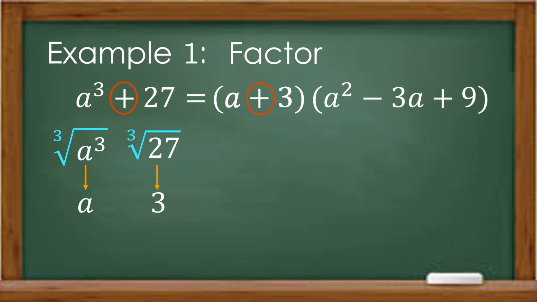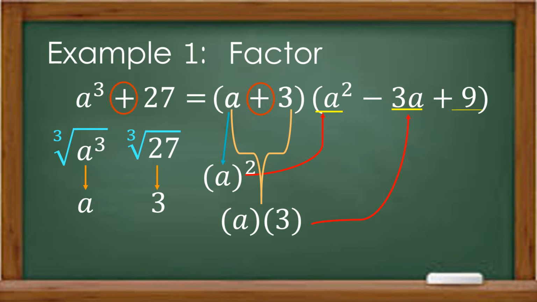Now, we have the trinomial factor. So, the trinomial factor is a squared minus 3a plus 9. So, how did we get a squared minus 3a plus 9? So, the first term of the trinomial factor is from the square of the first term of the binomial factor. Then the middle term of the trinomial factor is from the opposite of the product of the two terms of the binomial factor. And the last term of the trinomial factor is the square of the last term of the binomial factor. So the factors of a cubed plus 27 are a plus 3 times the quantity a squared minus 3a plus 9.